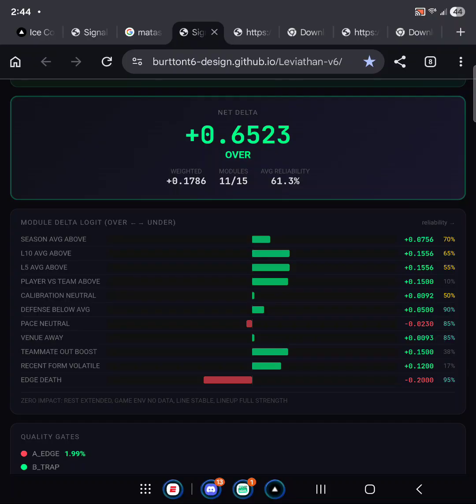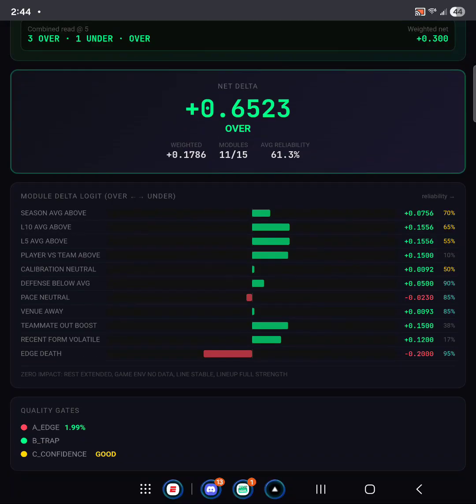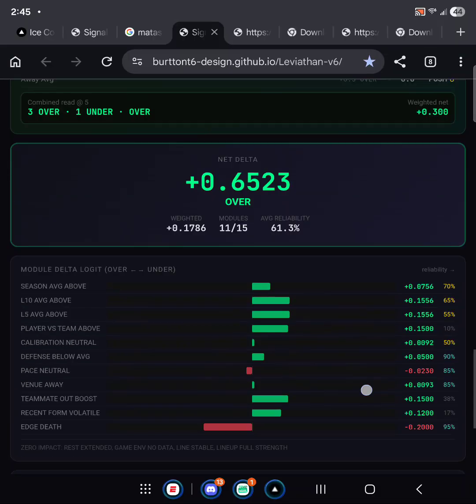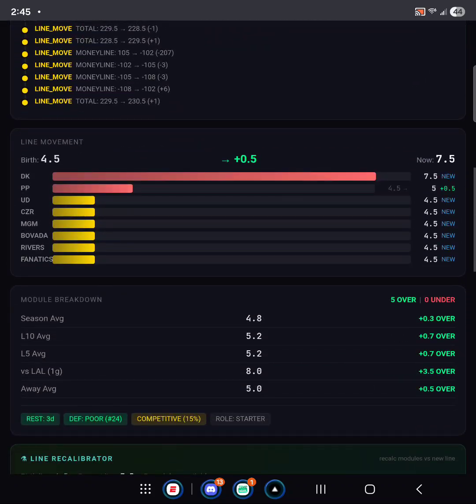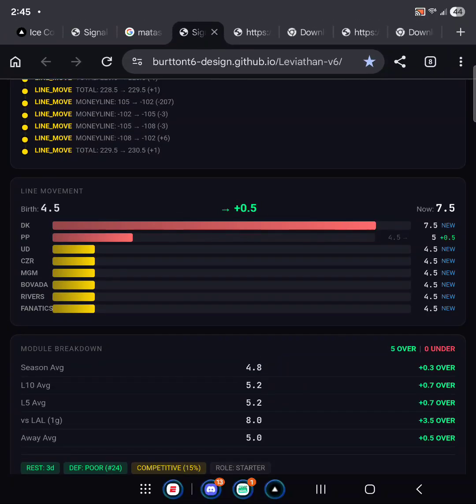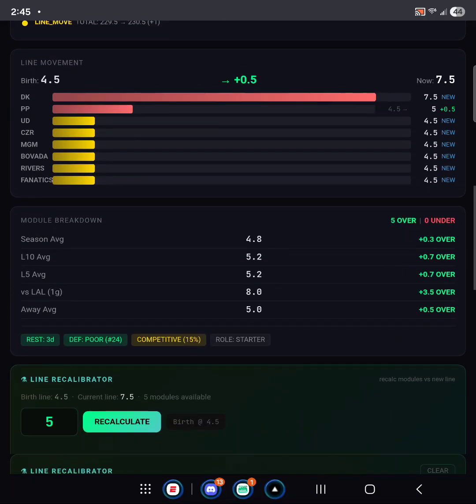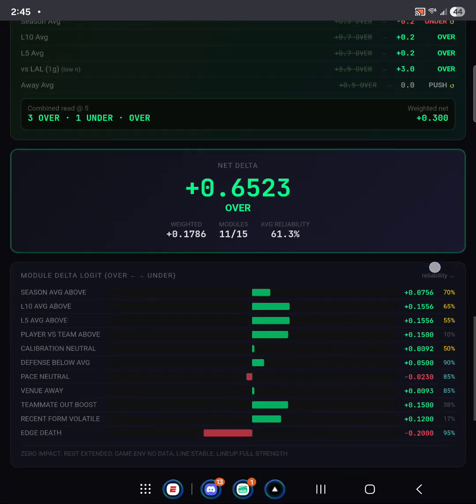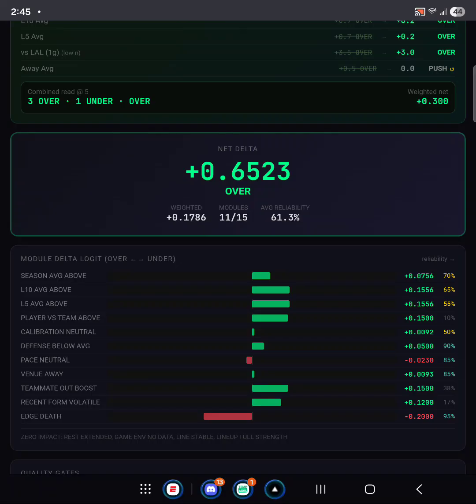And then you get edge depth. And remember, like I told you, this is just the environment that it's in. It doesn't necessarily say go under. It just says, hey, the environment it's in, it doesn't really benefit the over. And it's right, you know, it didn't move up, it didn't move down. PP moved up once, and everything else on this free side is stagnant. So the market moved up but barely, and now you have all his modules over here pointing over.